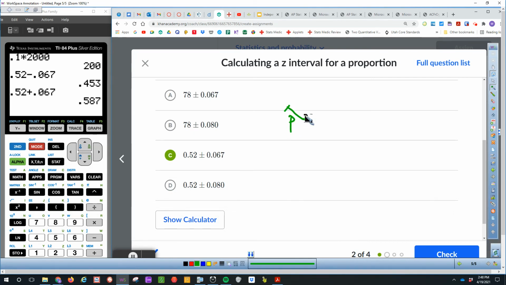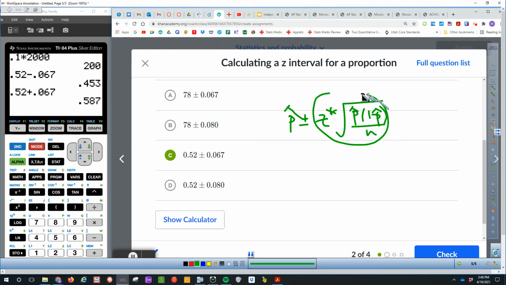So you could have easily used this formula: p hat plus or minus z star times the square root of p hat times 1 minus p hat divided by n. And you can work this out to see if it equals this, and this. It's going to be 78 out of 150, right? It's going to be 0.52. So hopefully that makes sense. Okay, so maybe let me do another one.